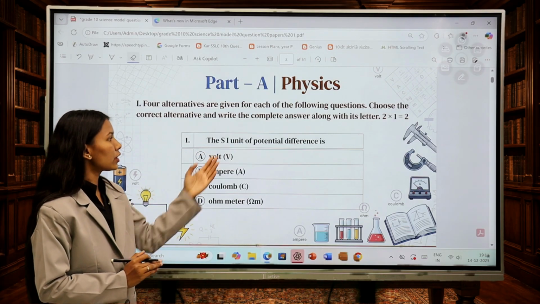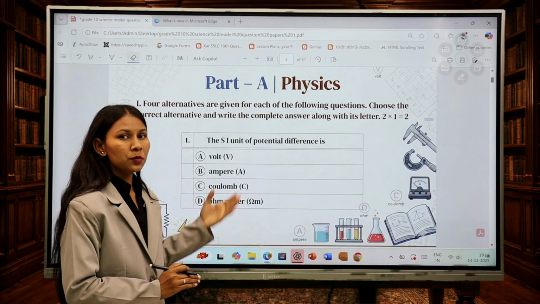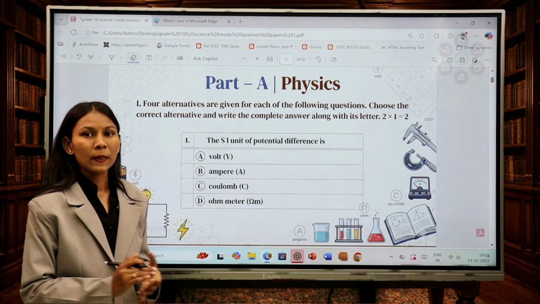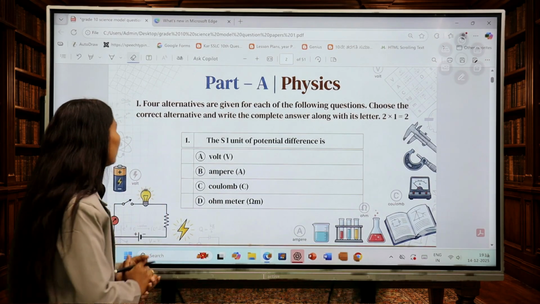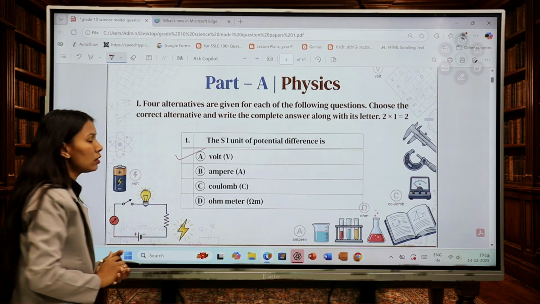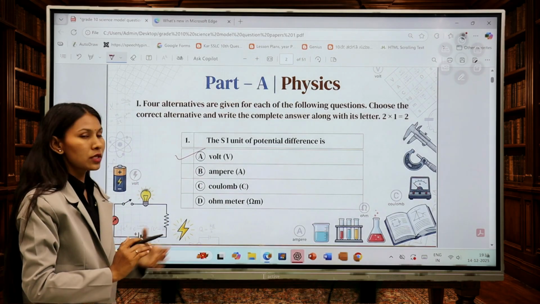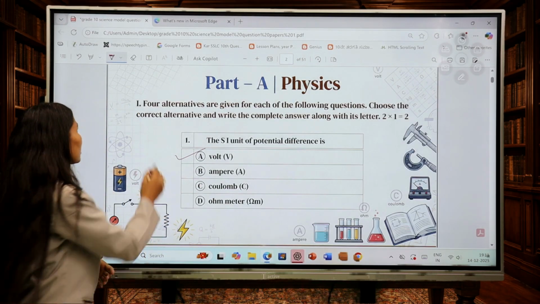What is the SI unit of potential difference? Here we all know this particular question is from electricity. So the answer for this will be volts. So the first option will be the answer for this, that is volts. Let's go to the next question.